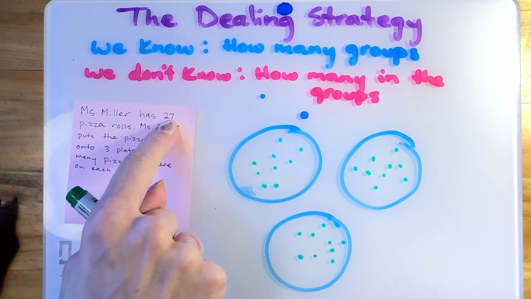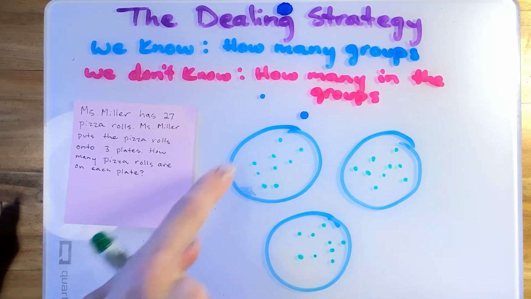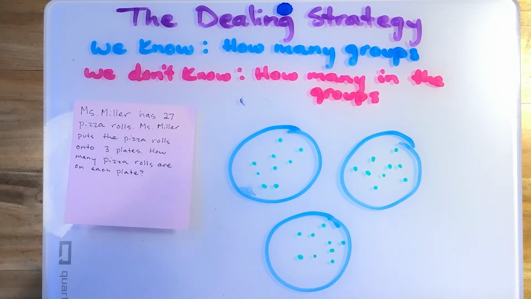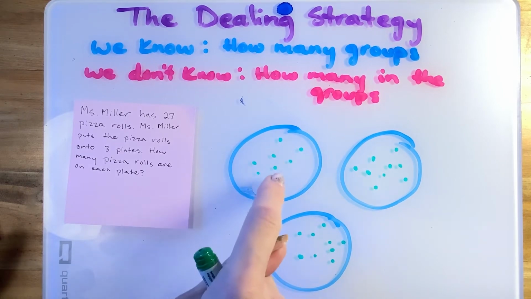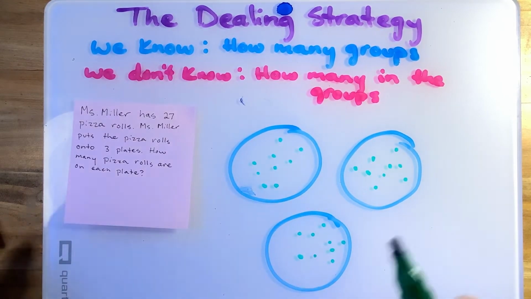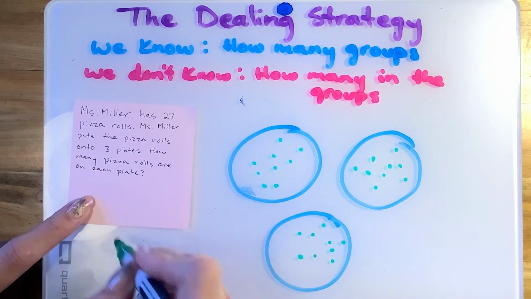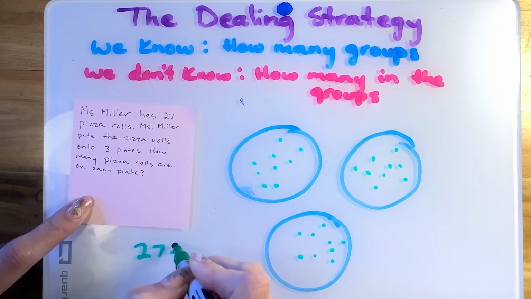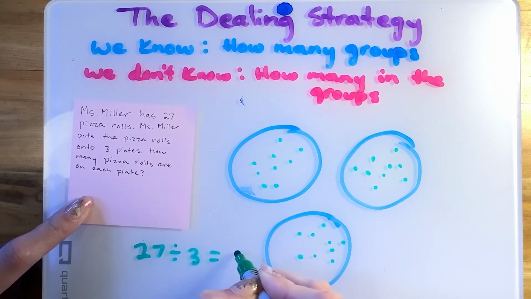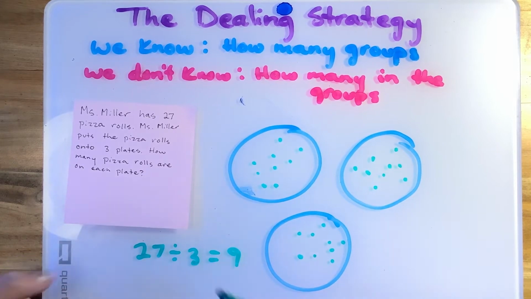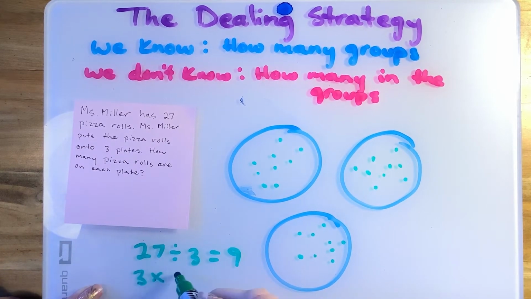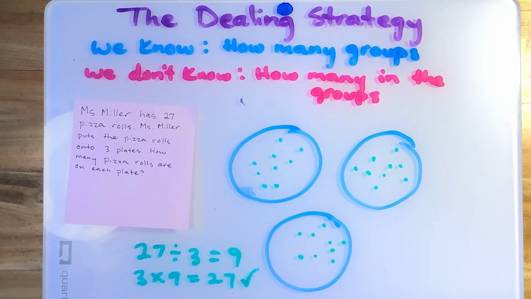I hit my number. And now I'm going to just look inside one group. When I look inside one group, how many do I have? And that's going to be my answer. So 1, 2, 3, 4, 5, 6, 7, 8, 9. My answer to 27 divided by 3 equals 9. We also know that's true by using the related fact. 3 times 9 equals 27. Check. That is right. That is the dealing strategy.